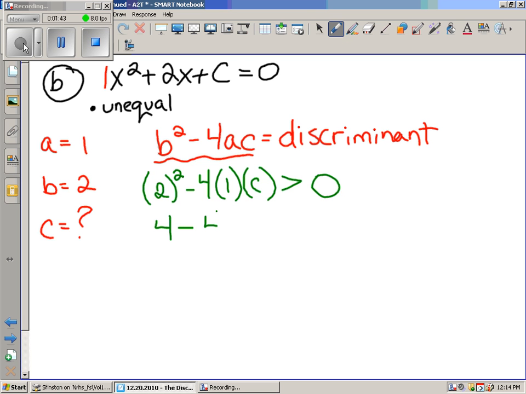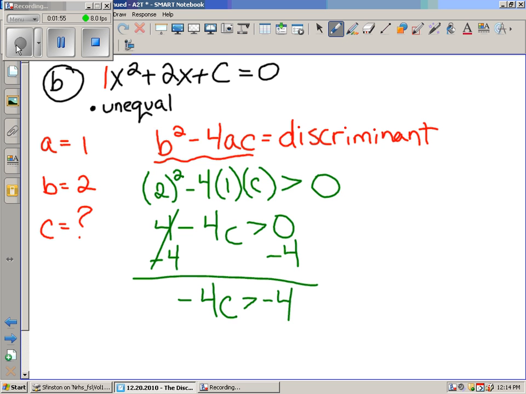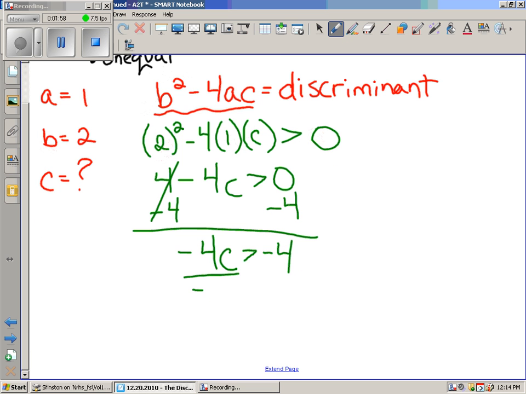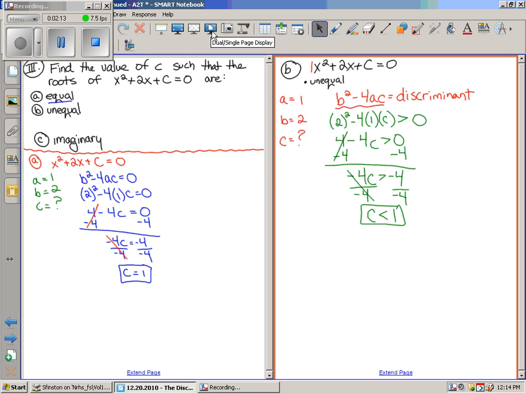You get 4 minus 4c is greater than 0. And then we're going to solve that. Subtracting 4 from each side, you get negative 4c is greater than negative 4. Divide by negative 4, divide by negative 4. These cancel, and flip the sign because we divided by a negative. C has to be less than 1. So what does this mean? It means that if C is less than 1 in this equation, the roots will be unequal.